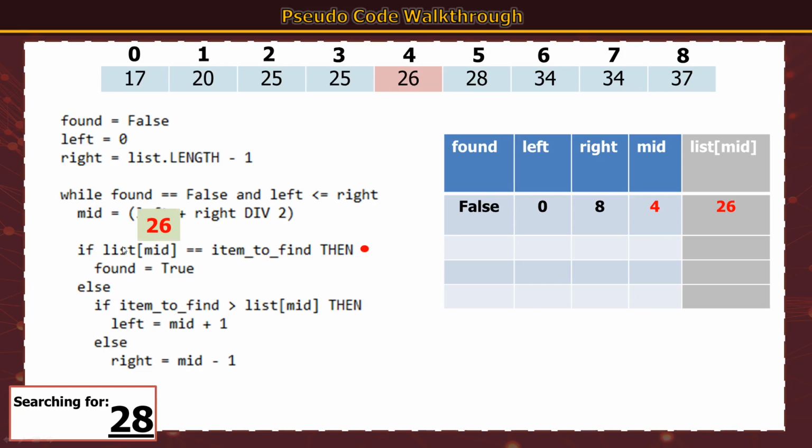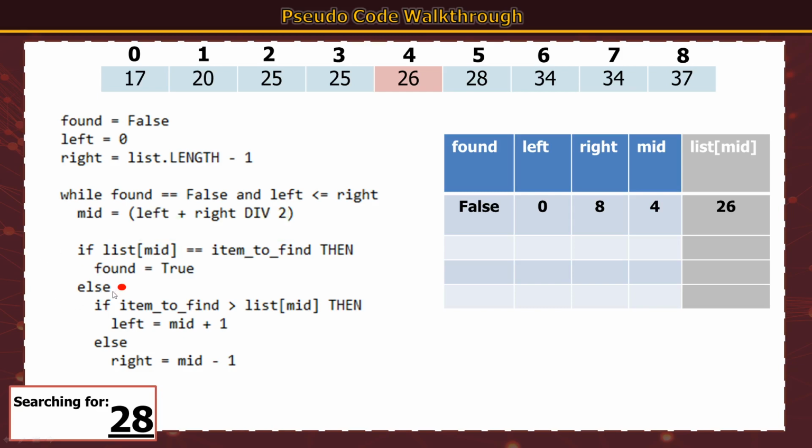Here I've got if list and then square brackets with mid inside. This confuses quite a lot of people, and all it's doing is taking mid, which is 4, and looking up index 4 in my list. Inside number 4 is 26, and it just brings back 26. Is 26 equal to the value I'm searching for, which is 28? Is 26 equal to 28? If that was true, we'd go inside of here, but it's not, so we go to the else.